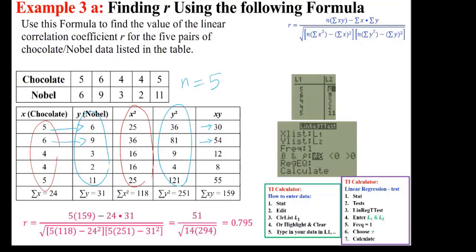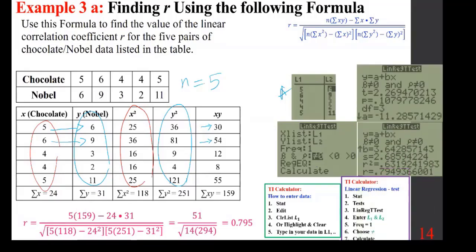So X1 list is L1, Y1 list is L2. As long as you put L1 and L2, as long as you do this part, when you want to go to the linear regression t-test, it is L1 and L2. Basically, you just enter, and go all the way to calculate. Really, you don't have to put in much because normally, unless you haven't put the data into L1 and L2. And here's the result.